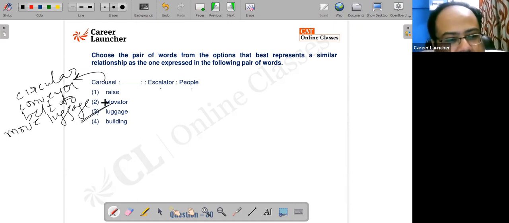The answer is option 3. Carousel has another definition as well, but in this context it is something that is used to move or carry luggage, just like an escalator is used to move or carry people. So the answer is option 3.